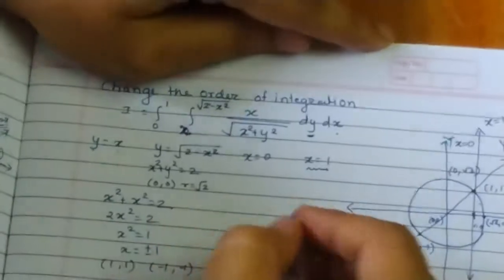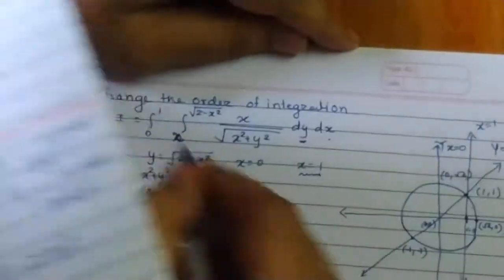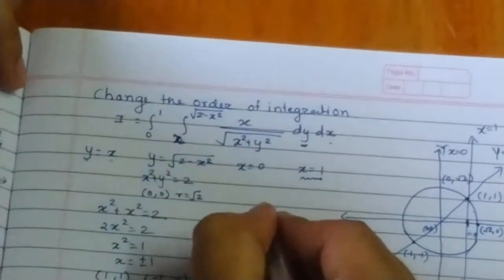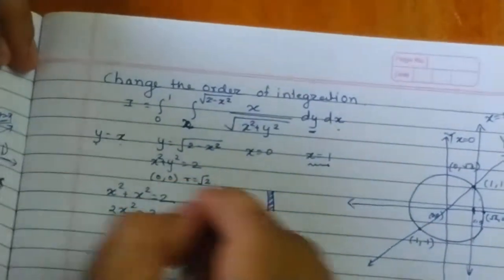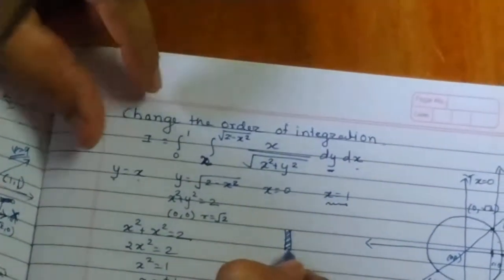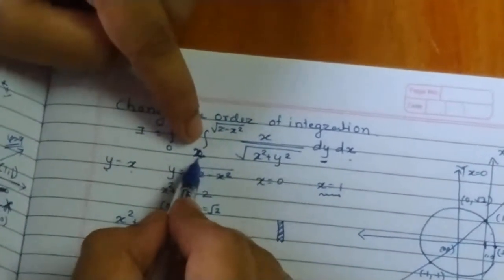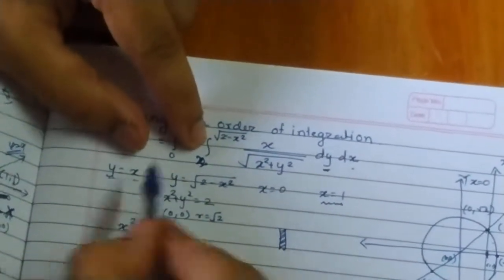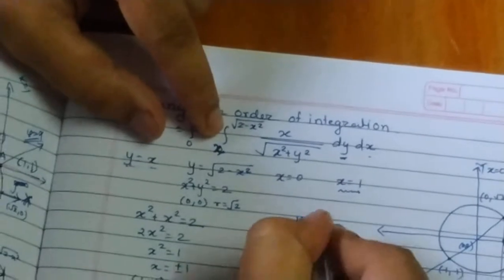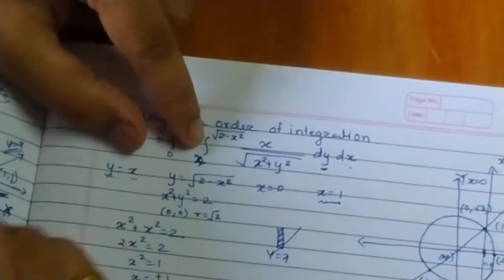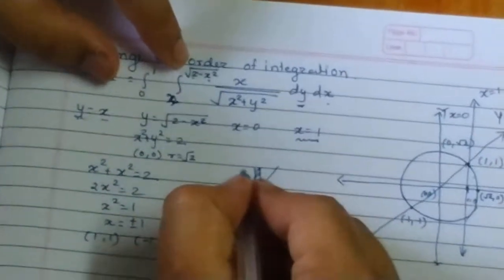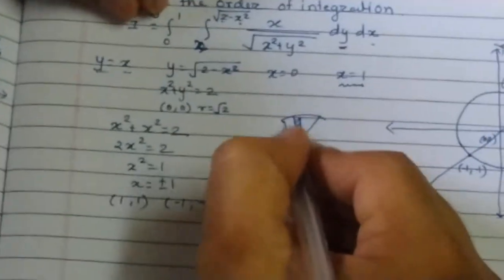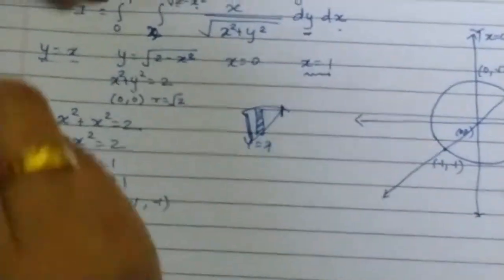As inner limits are of y, in the initial problem your strip is parallel to the y-axis like this. So what is there on the lower end of the strip? On the lower end of the strip you have x, that means the curve y equals x. So there is a straight line on the lower end of the strip. On the upper end of the strip there is a part of a circle. Okay, and the movement of this strip is from x is equal to 0 to x is equal to 1.